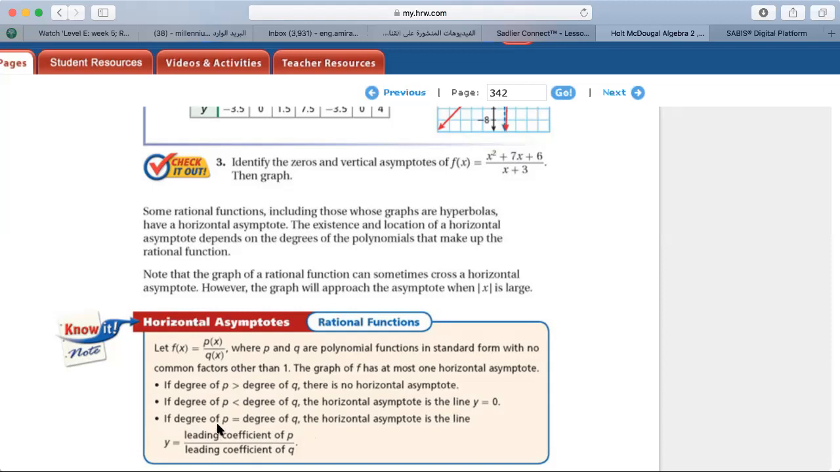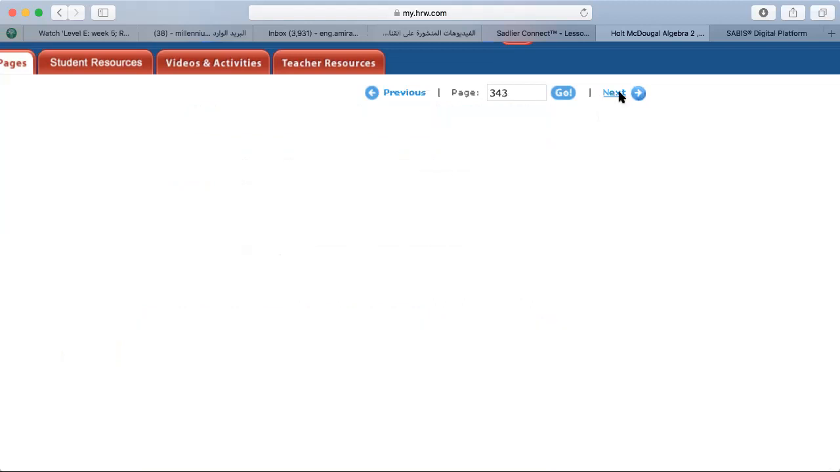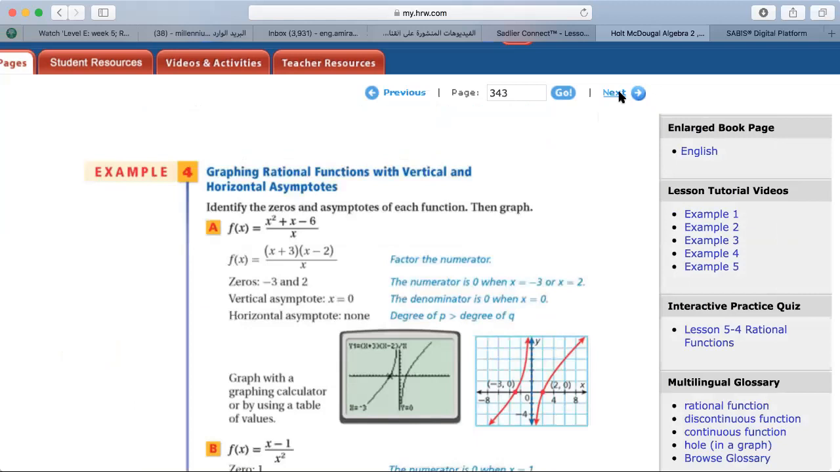If the degree of polynomial p is equal to the degree of polynomial q, the horizontal asymptote is the line where y is equal to the leading coefficient of p over the leading coefficient of q. Let's go to the next page to see an example that will make it more clear.